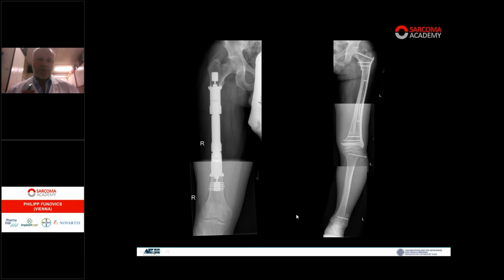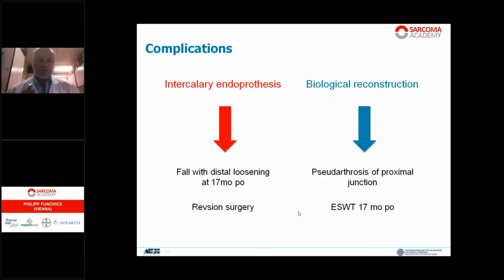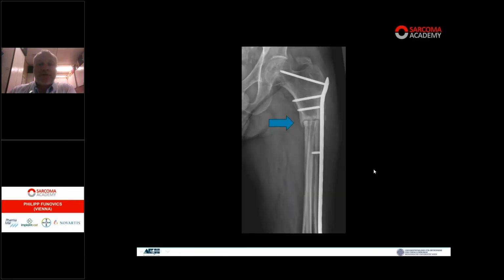Here are follow-up x-rays of these patients, and I would not present those if everything went fine. So the patient with intercalary endoprosthesis ended up with a fall and a huge trauma to his knee joint 17 months after operation, and had a distal loosening, which had to undergo revision surgery, whereas the biological reconstruction developed a pseudoarthrosis in the proximal junction and underwent 3 times an extracorporeal shockwave therapy, with the last one being applied 17 months after surgery.